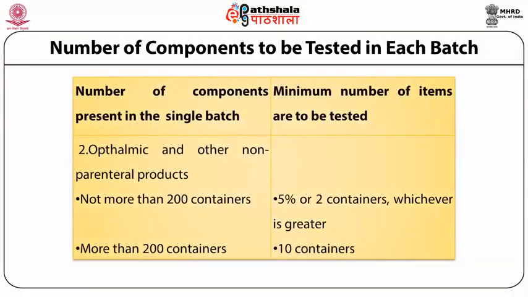Number of components to be tested in each batch. Second one is ophthalmic and other non-parenteral products. Not more than 200 containers and more than 200 containers. The limits are 5% or 2 containers, whichever is greater, and 10 containers.